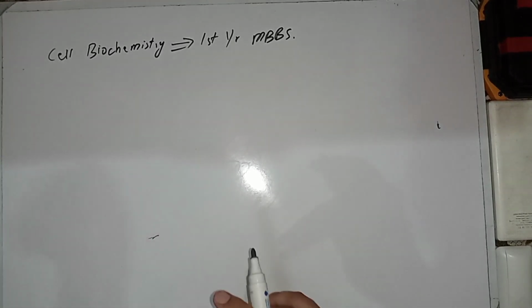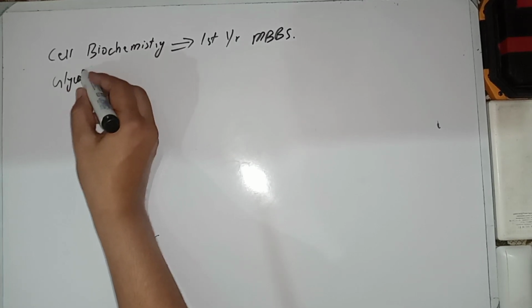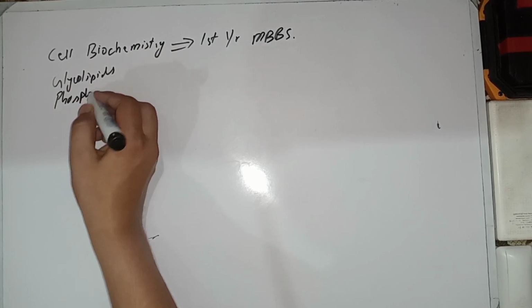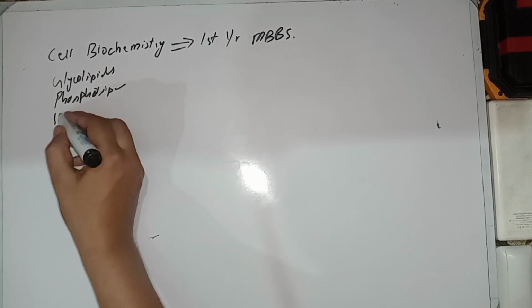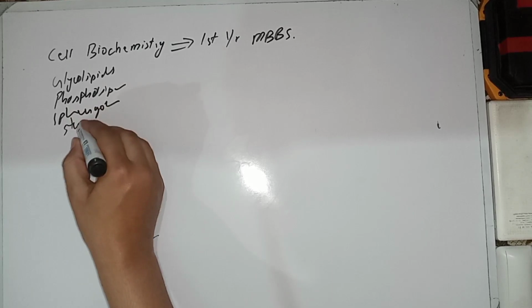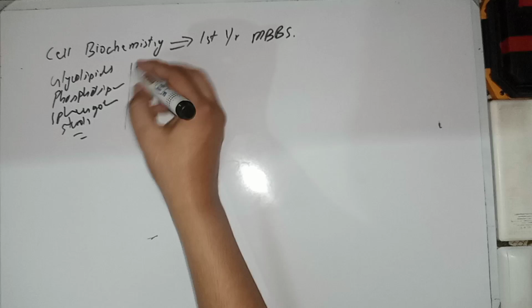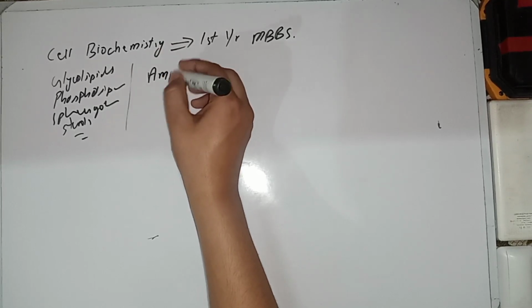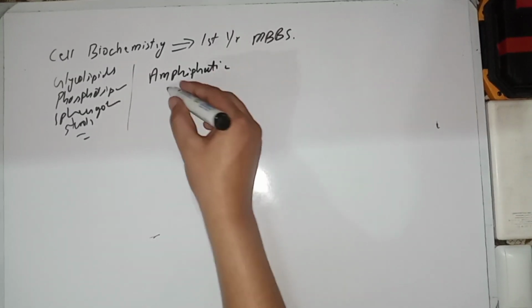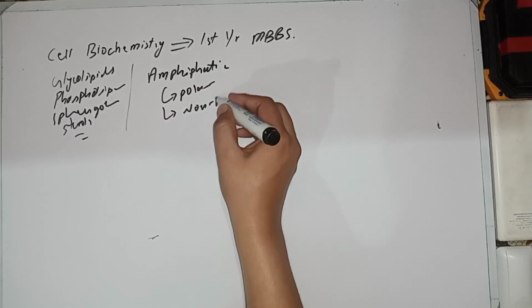When we come to the cell membranes, we know that cell membranes have glycolipids, phospholipids, sphingolipids, sterols, and so on. So the different kinds of lipids found in the cell membranes are amphipathic in nature. What does it mean? It means that they have both polar and non-polar regions.